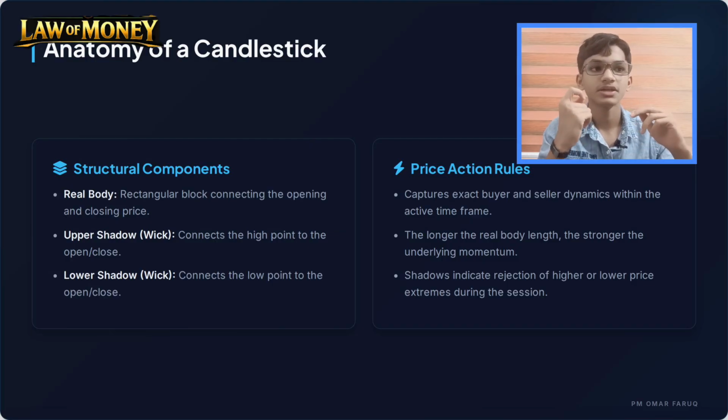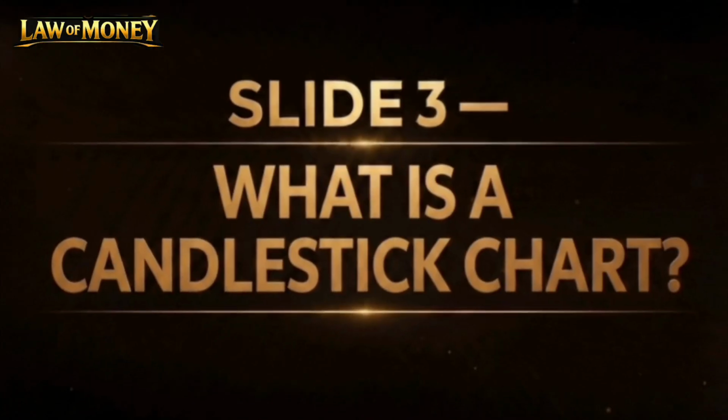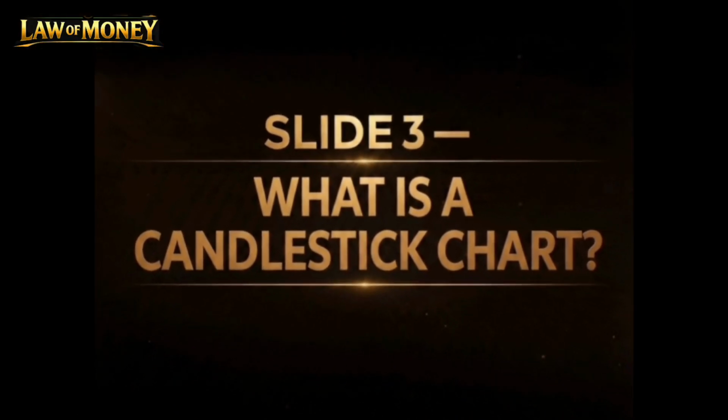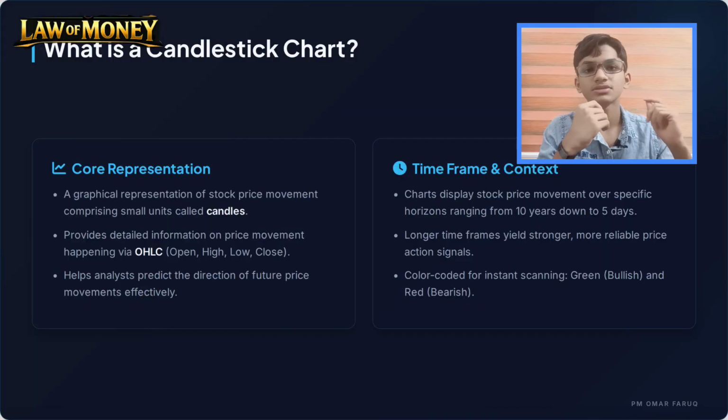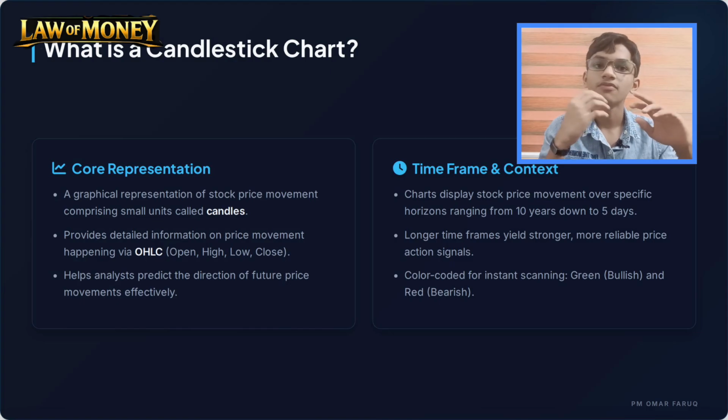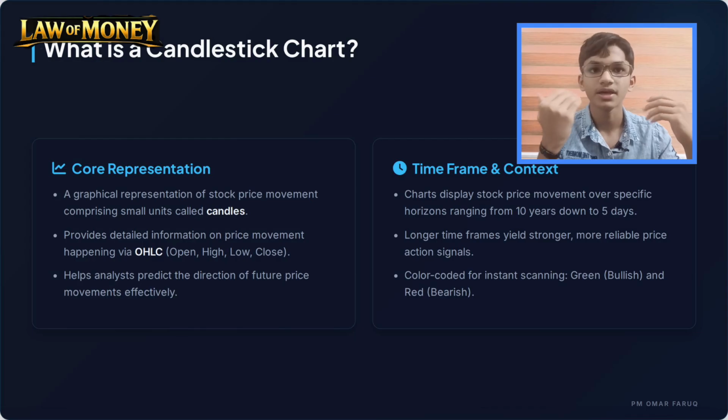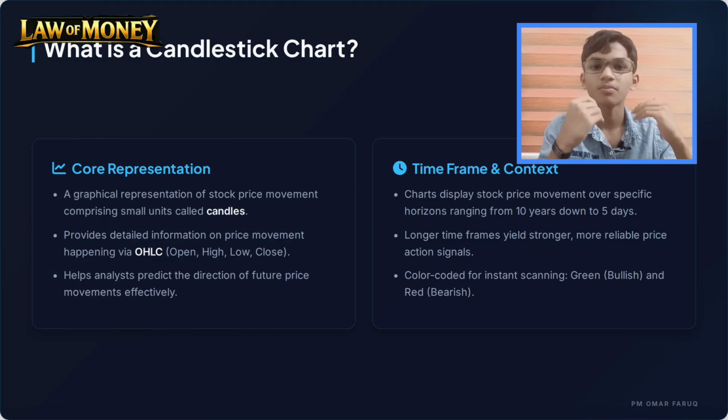What is a candlestick chart? A candlestick chart is simply a graphical representation of price movement over time. Every candle represents a specific time frame. On a 5-minute chart, one candle represents 5 minutes. On a daily chart, one candle represents one trading day. On a weekly chart, it represents one week. The same four prices, open, high, low, and close, allow us to see not only where price is moving, but also how it is moving.